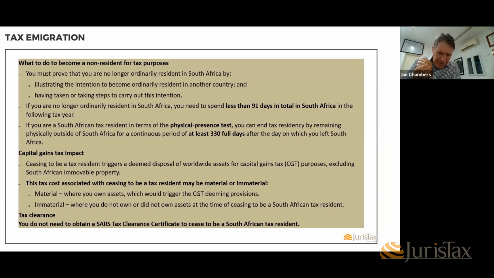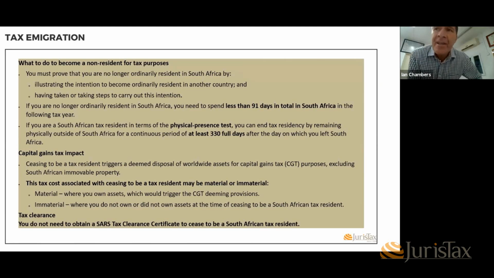So the first aspect I want to address is the tax immigration aspects. I mentioned during the first part of the presentation that South African tax residents are subject to tax on their worldwide earnings and their worldwide capital gains, and the fact that you merely pack up and leave South Africa, unless you formally emigrate from South Africa, means that your tax obligations to South Africa remain in place until such time that you immigrate from a tax point of view.